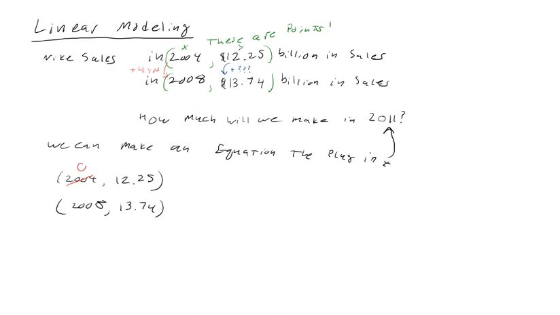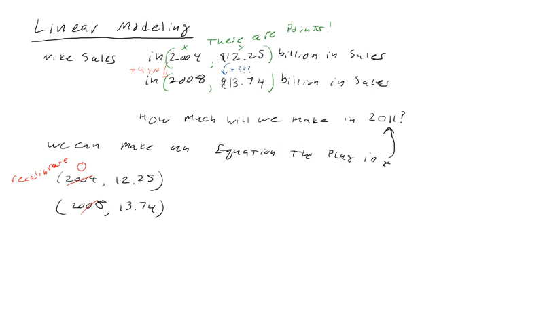We recalibrate our years. It's an A. So 2004 becomes 0. That means that 2008 becomes 4. It's 4 years later.